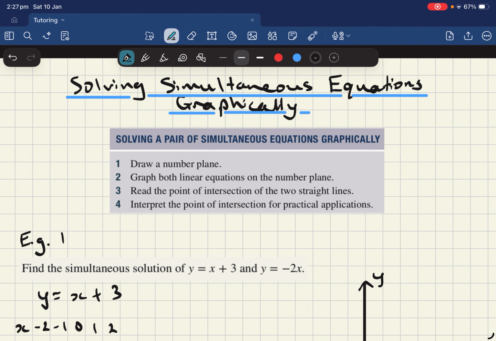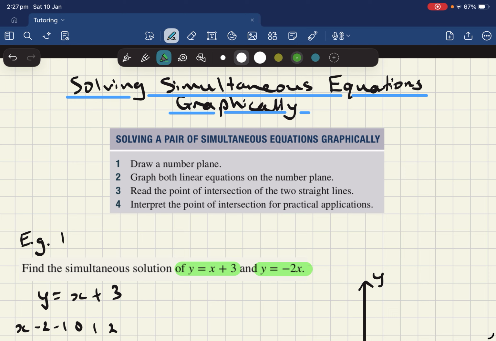So in this video, we are looking at solving simultaneous equations graphically. Now, the word simultaneous essentially means two things happening at the same time. So typically in this course, we are dealing with two equations, and we're trying to solve them simultaneously, so find a solution to both of them.